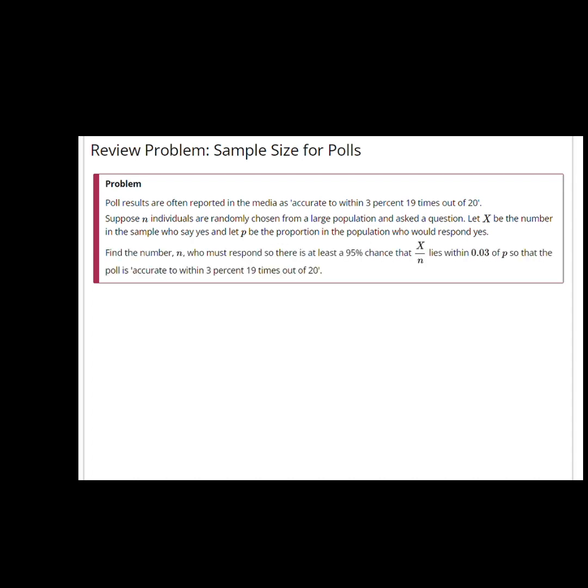And you look for the number n that must respond so that there's at least a 95% chance that x over n lies within 0.03 of p, so that we can say the poll is accurate to within 3%, 19 times out of 20. That's a common expression for with probability 0.95. You should pause and solve this yourself before continuing.